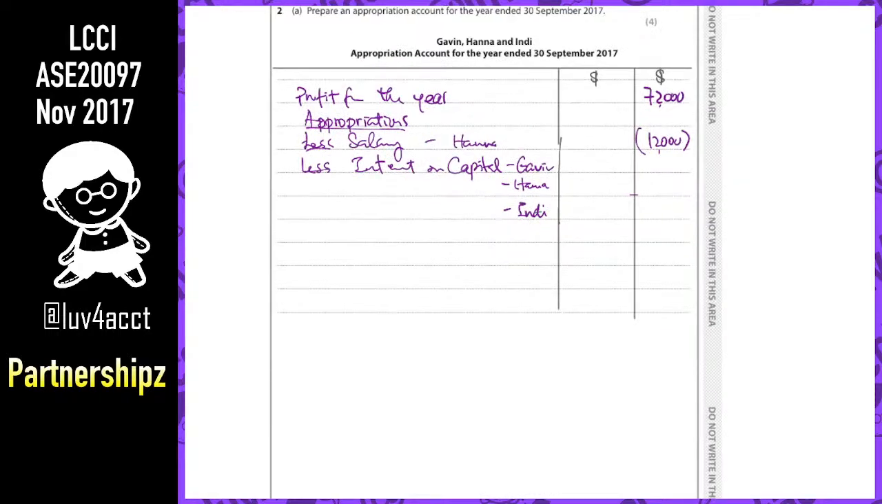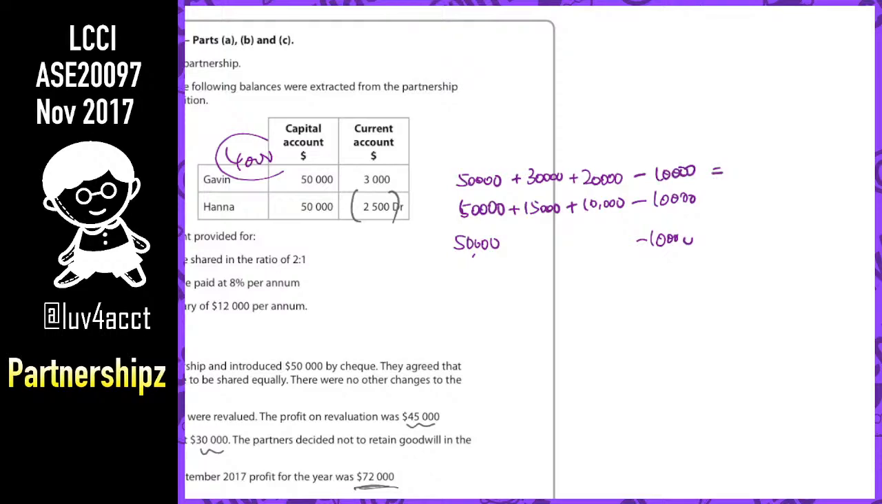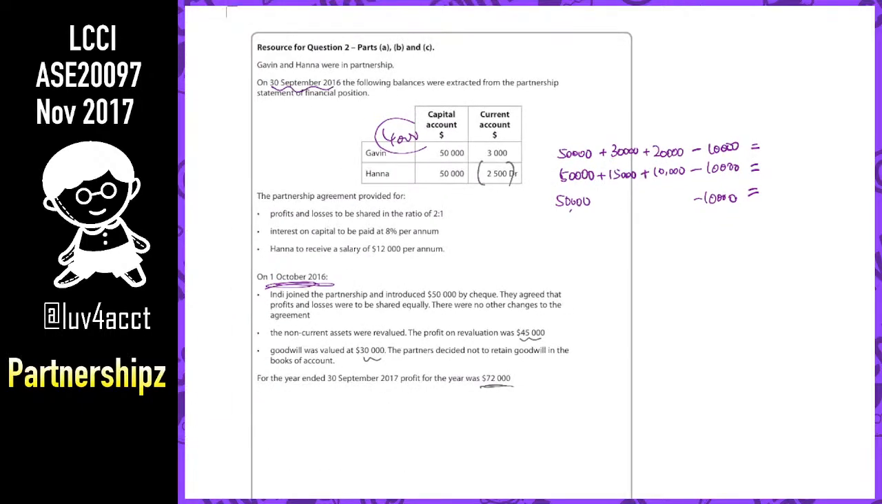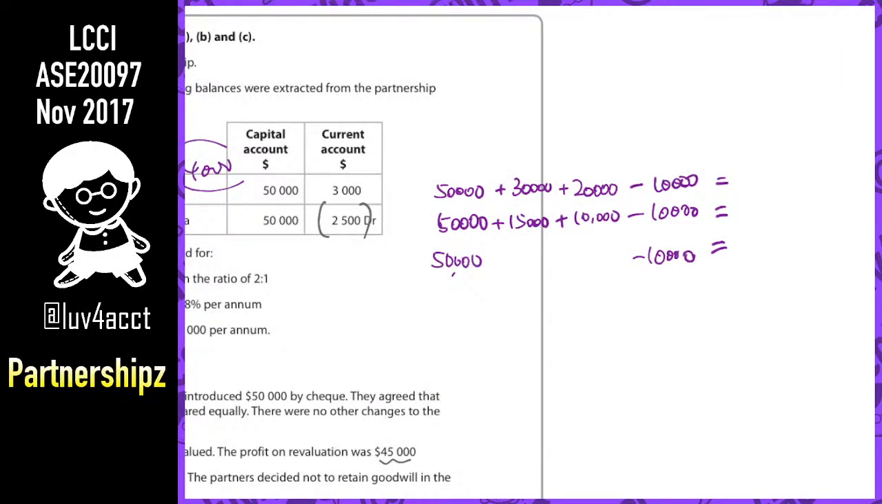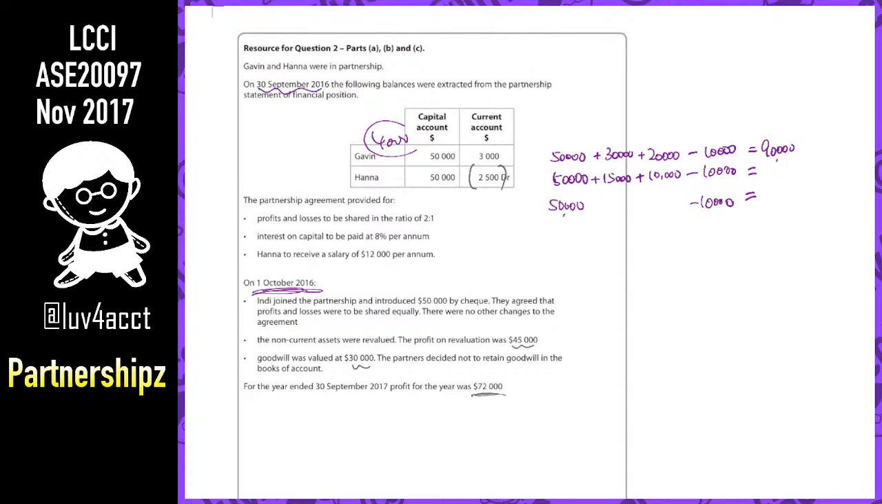What happened is we have to calculate the interest on capital of Gavin, Hannah, and Indy. There are things that I would like to say later, but I want to focus on the calculation first. So let us calculate the capital of the 3 partners after everything happened. So 50 plus 30 plus 20 minus 10, we have 90,000 capital for Gavin.